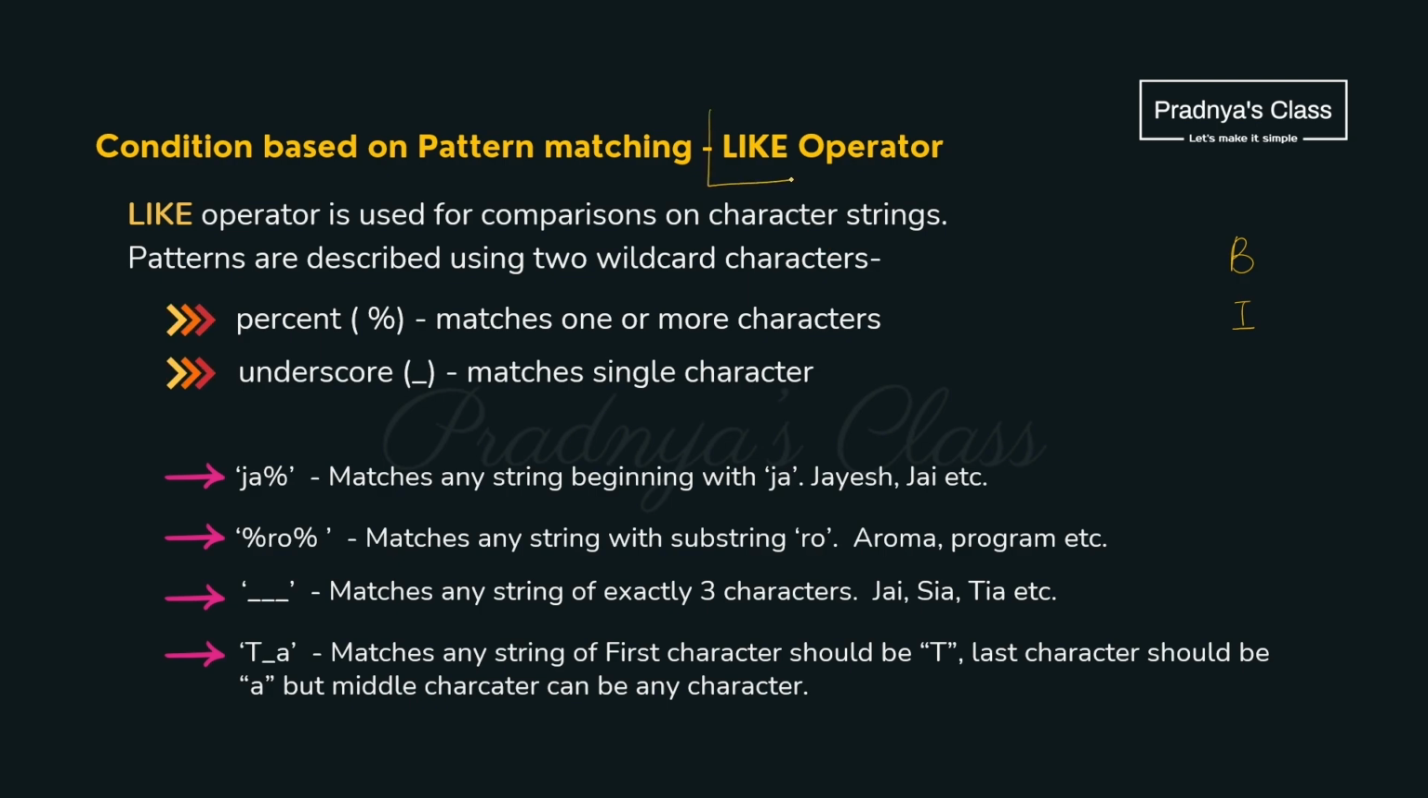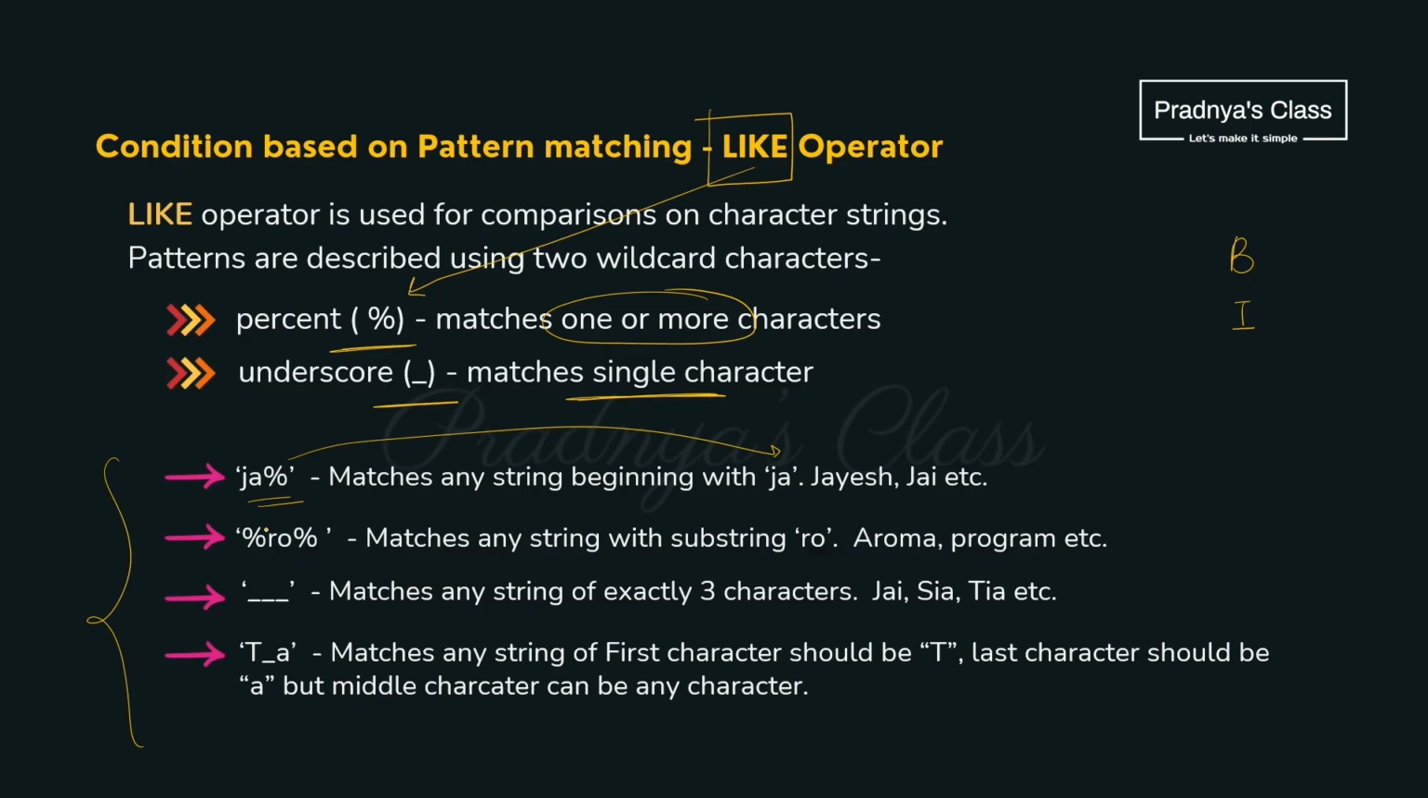There is one more operator, LIKE, for pattern matching. If you want to display the records based on some pattern, there are two more operators which we will be using with the LIKE operator. First is %, which matches one or more characters, and the second one is underscore. It matches only a single character. So look at some examples. JA% means it will display all those names which are starting with JA. The remaining characters can be anything.